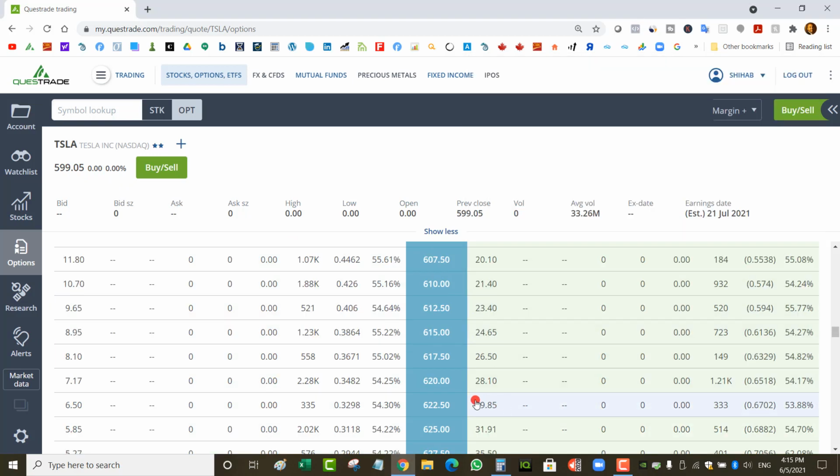So same thing on the put side. I'm going to look at the 620 put. Remember, a put is the right to sell your shares.